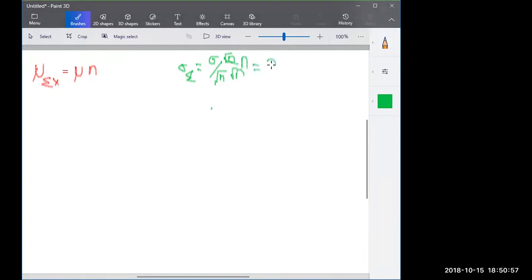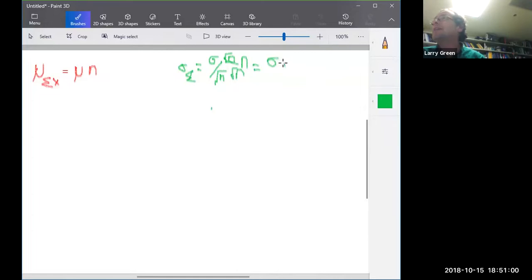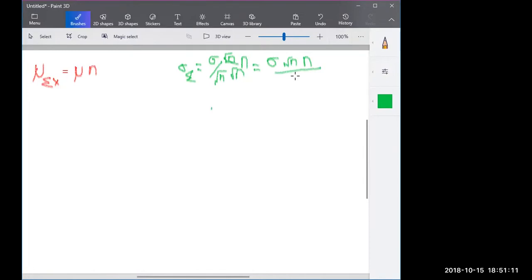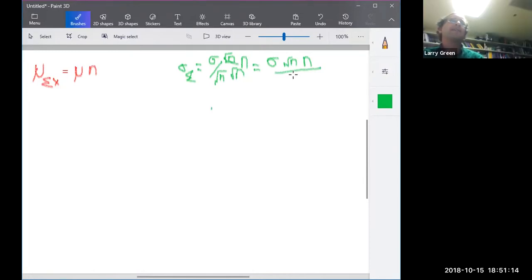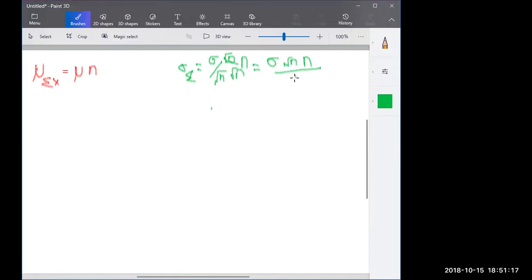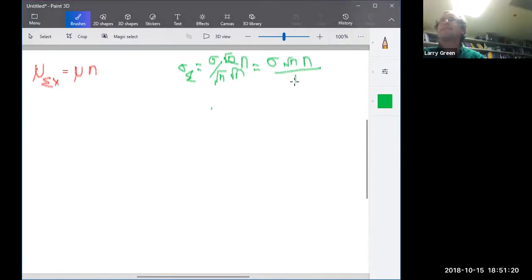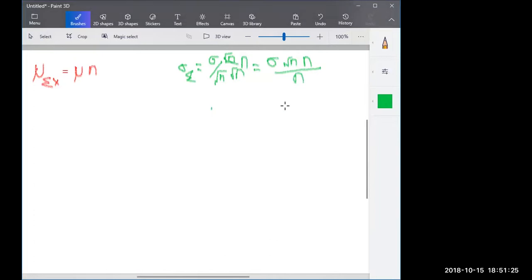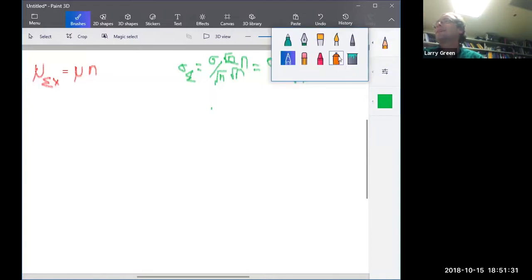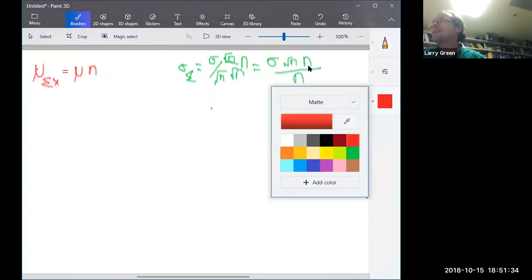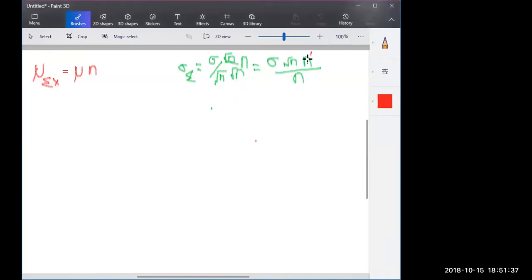So that's sigma times root n times n. What's the denominator become? I have a root n times root n. It's root n squared, which is very simple. It's not 1. It's n. The square root squared is just itself, right? Don't you love algebra? And then these n's cancel.